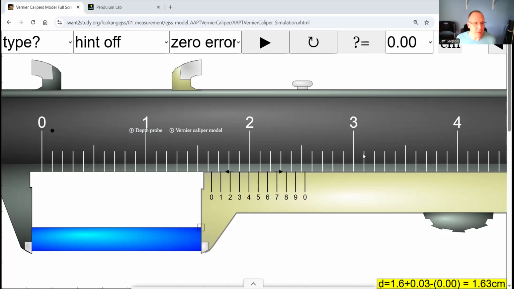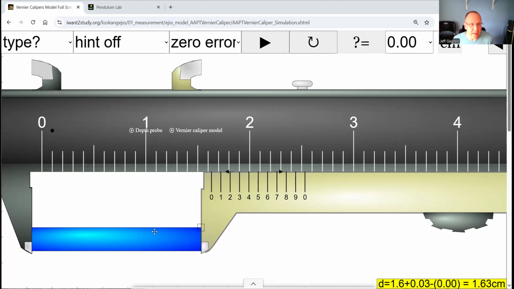So let's say we want to measure the length of this blue object here. So the first thing you would do is you would place the object between the jaws of the vernier caliper, right, and close this down. So you'll do that when you're measuring the diameter and the length of the aluminum cylinder.